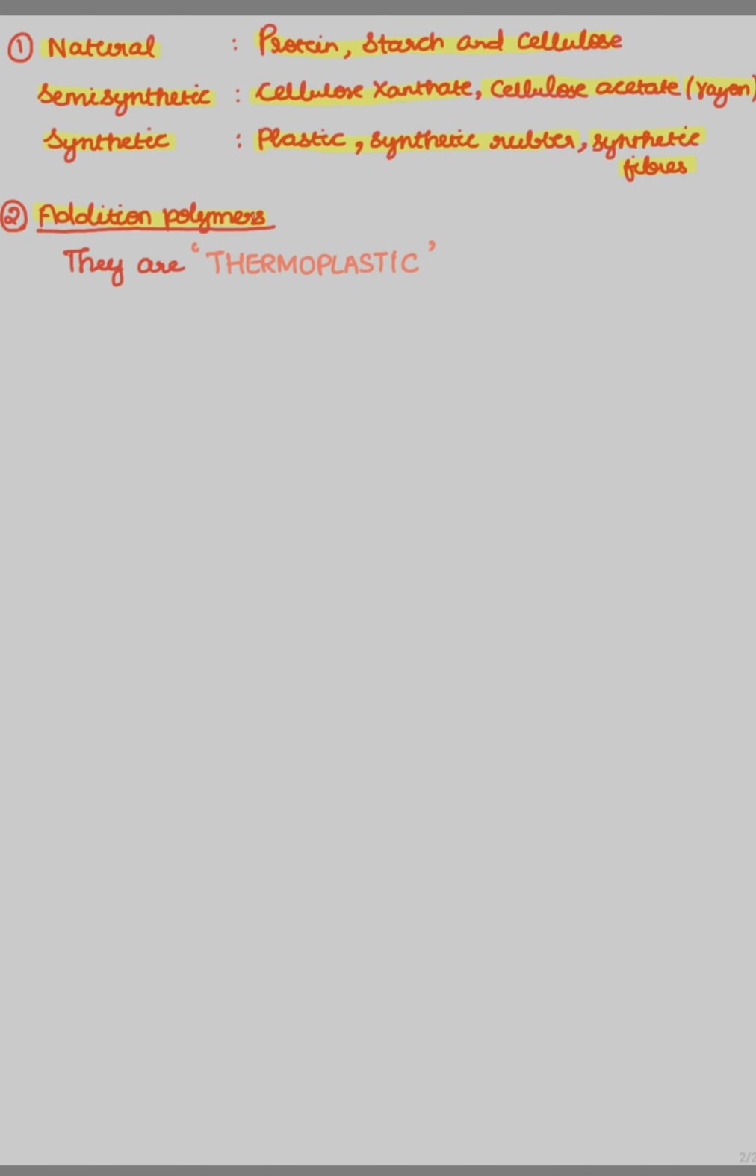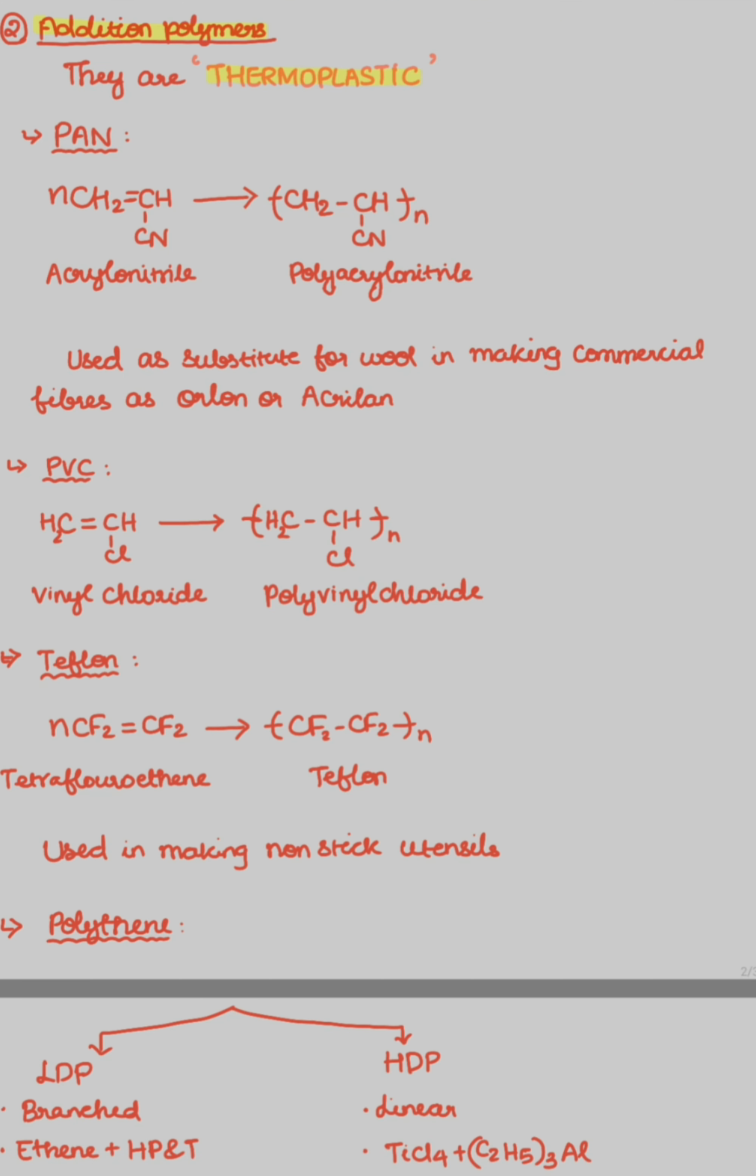Next is addition polymers. These addition polymers are thermoplastic in nature. There are mainly 4 addition polymers, of which the first is polyacrylonitrile or PAN. Polymerization of acrylonitrile will give polyacrylonitrile. The cyanide group is referred to as nitrile, and this polyacrylonitrile is used as substitute for wool in making commercial fibers as Orlon or Acrylon.